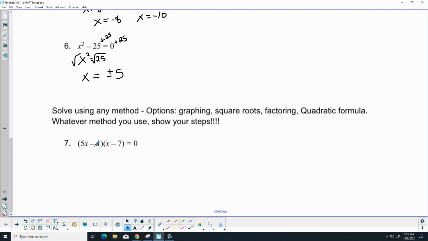All right, number seven. This one's already factored for us, so we don't have to do any factoring. All you have to do is take each factor and set it equal to 0. Add 1 to both sides, divide by 5, and you get 1/5. Add 7 to both sides, you get x equals 7. Two answers.